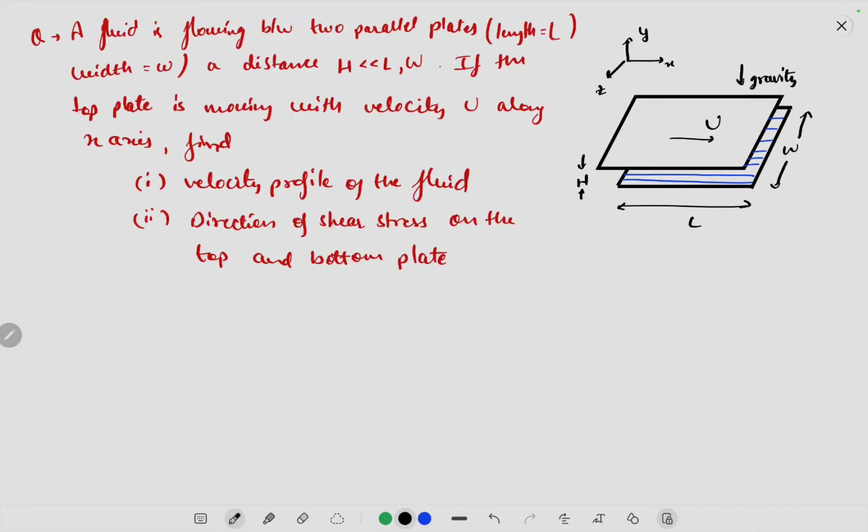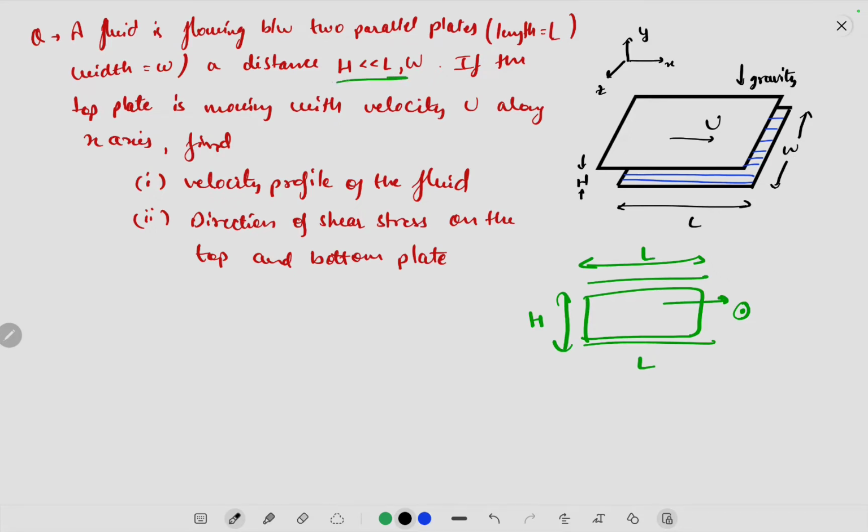So let's take our first problem. The problem reads as follows: a fluid is flowing between two parallel plates with length L and width W. So there are two parallel plates. The side view would look something like this. So this length is L, and there is a fluid which is flowing inside these plates. It is given that the separation between the plates is H, and the width, which will be into the plane, is given by W.